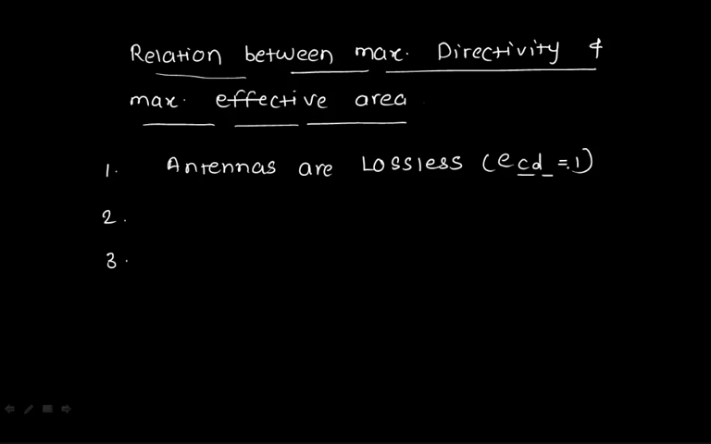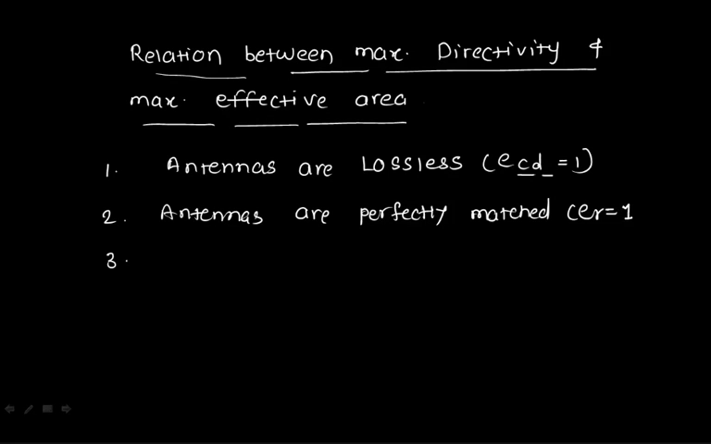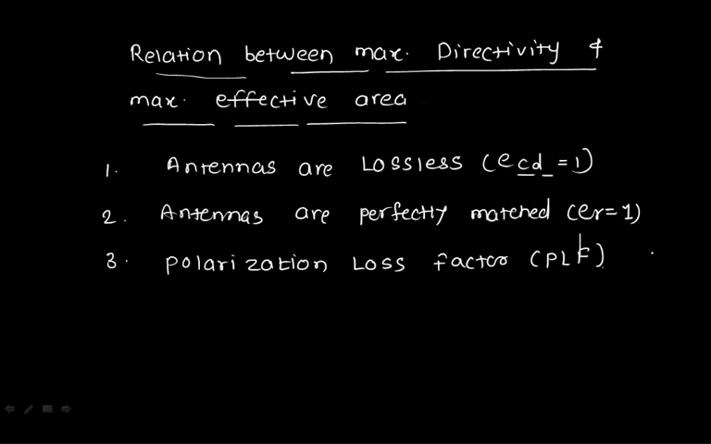Okay. Now, the next condition which I'm considering here is that the antennas are perfectly matched. Whenever I'm saying my antenna is perfectly matched, this means that there are no reflections. So my radiation efficiency in this particular case will be 1. Okay? And the third condition which I am taking here is the polarization loss factor. Yesterday only we have discussed this particular polarization loss factor. So the polarization loss factor, denoted by PLF, I'm considering is unity.